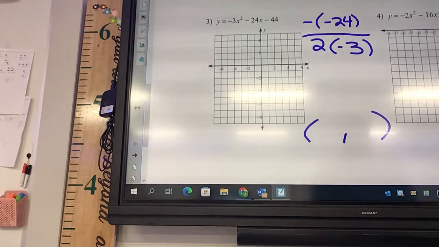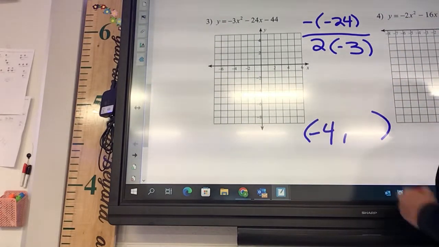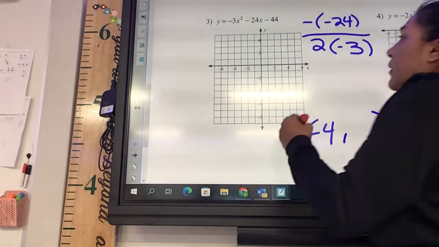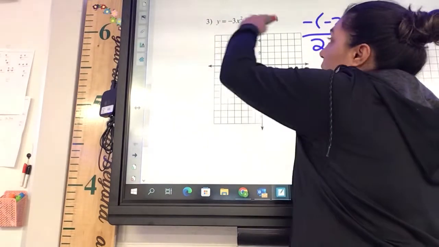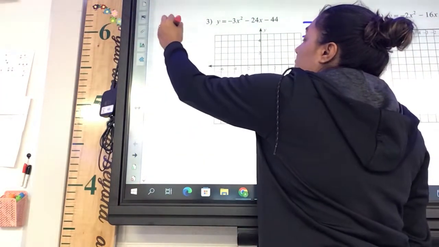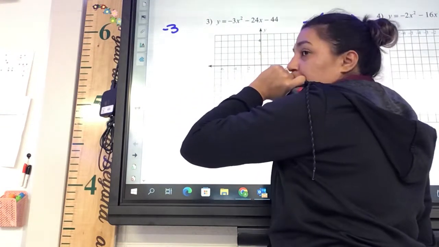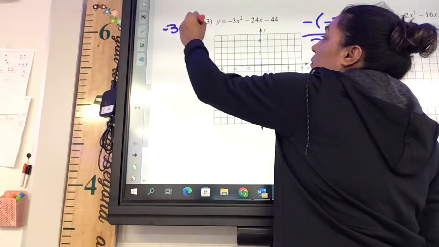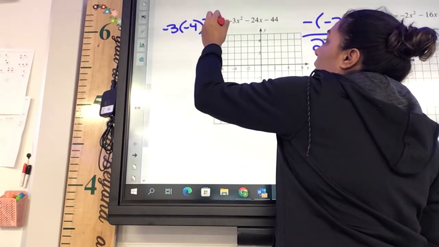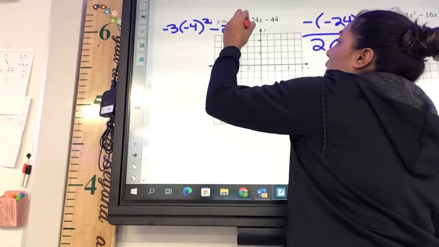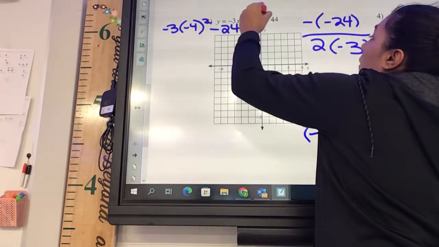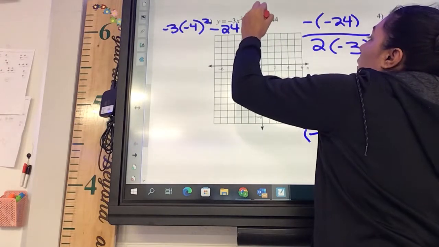Negative 4? Okay. And then we plug it in. What's the top going to look like? It's going to be negative 3 parentheses negative 4 squared, minus 24 parentheses negative 4, and then subtract 44. Good.